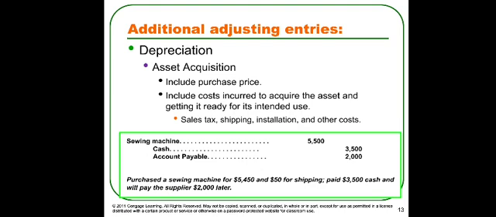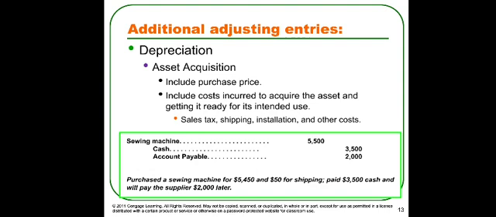First, remember the value of the machine that you have to record is the purchase price plus the cost to acquire the machine. The purchase price is 5,450, and the delivery or shipping cost is 50. So in your journal entry, you record debit sewing machine 5,500, which is the 5,450 plus 50. That is the value that you have to record for the sewing machine.